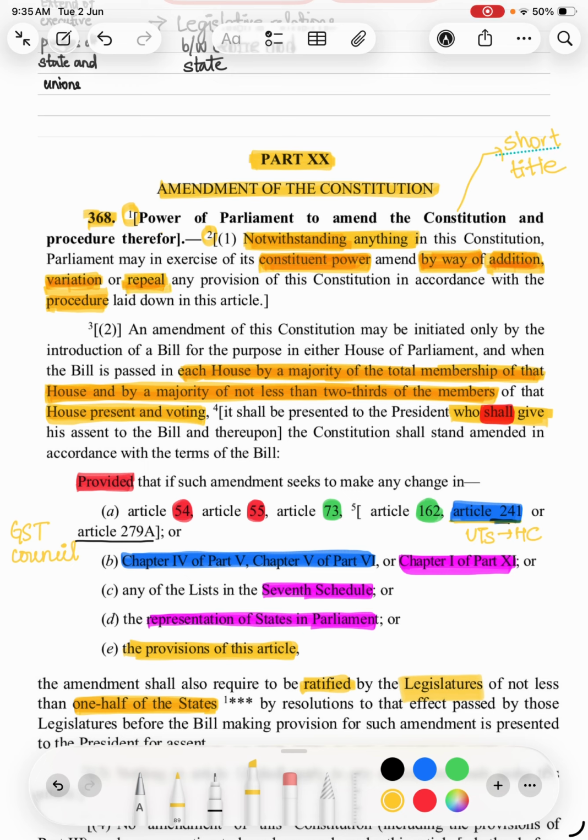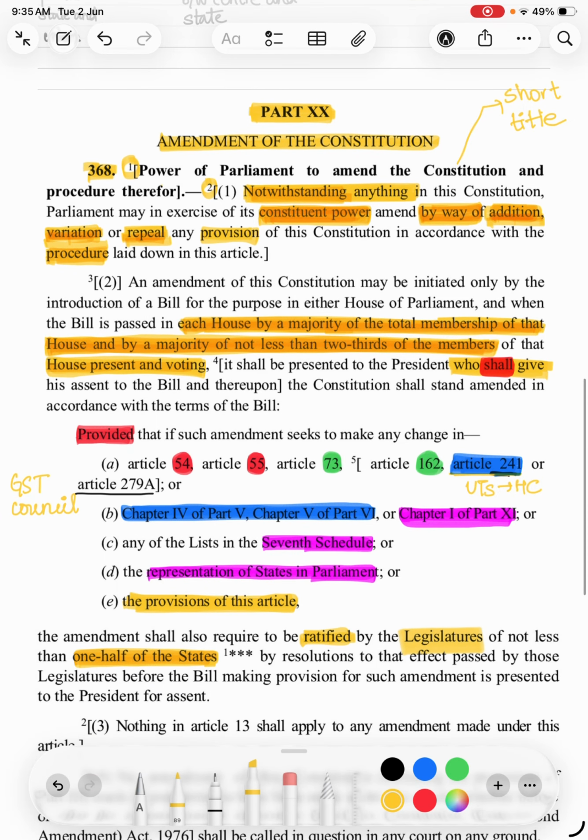Okay, adding something, varying something, or repealing, removing something from the constitution. Provisions will tell, and in accordance with the procedure laid down in this article. The procedure to amend the constitution, to bring change in the constitution, is also mentioned in the same article.